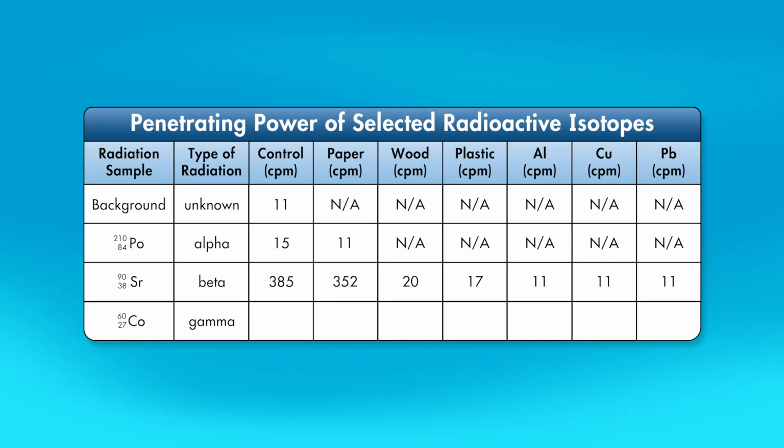We see that the control value for cobalt-60 is 296 counts per minute, which is lower than the control value for strontium-90, the beta emitter, but higher than the control value for polonium-210, the alpha emitter. The control value for strontium-90 was higher because its decay rate is slower than the other two isotopes. A slower decay rate produces a higher concentration of radioactive emissions.